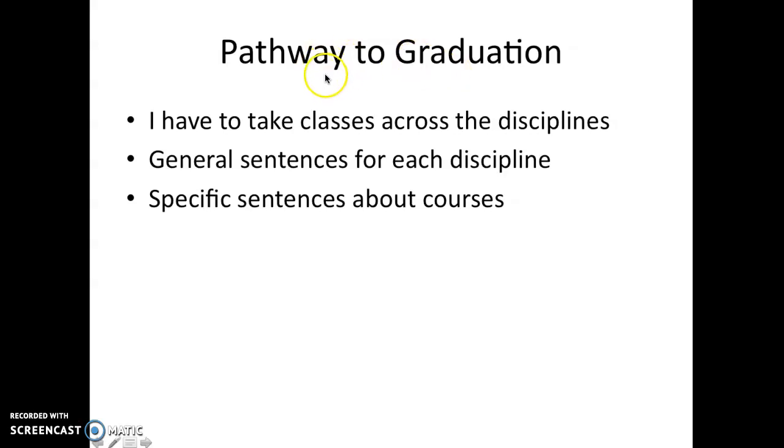So what you should have found out is that you're going to have to take classes across the disciplines. That would have been a topic sentence for the paragraph. And then your general sentences might have been each of the disciplines. So you might have said humanities, you might have said social sciences, you might have said the natural sciences. And then for each of those general statements, you would have had specific sentences, possibly about the courses.